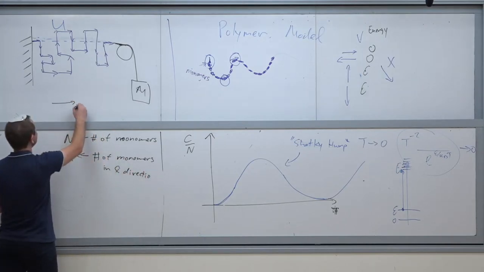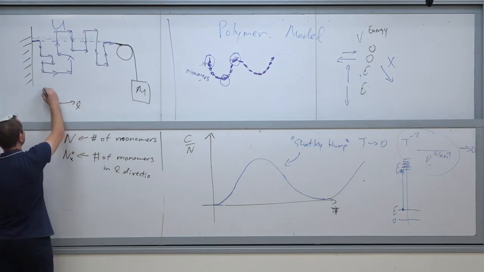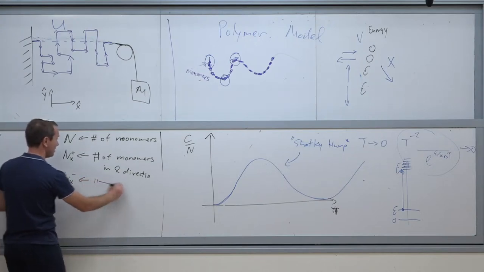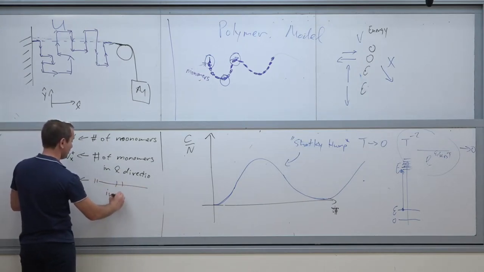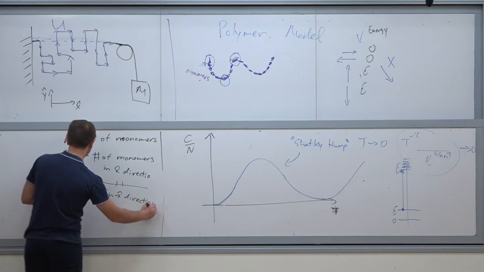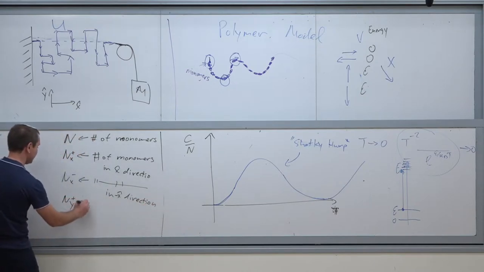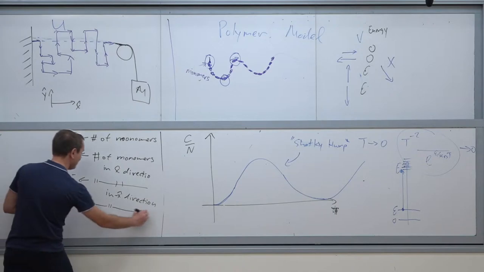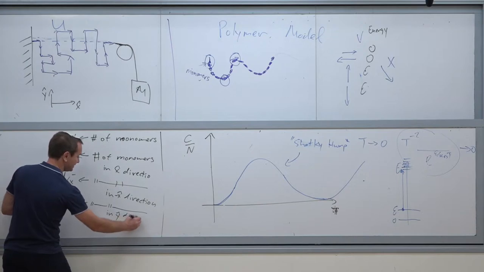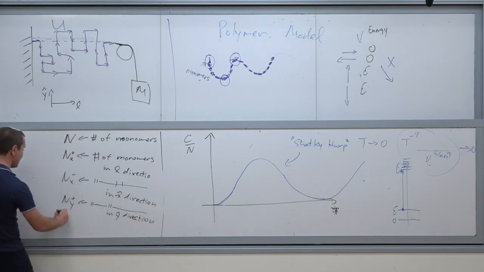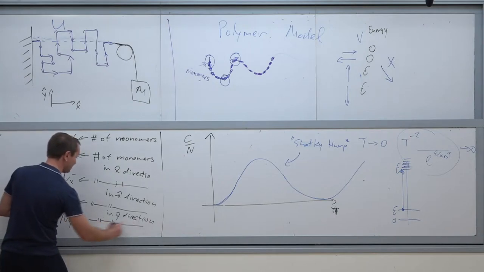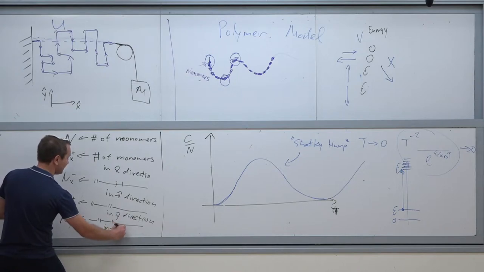Let's say this is x, this is y. Nx minus is the number of monomers in minus x direction, ny plus is the number of monomers in y direction, and ny minus is the number of monomers in minus y direction.